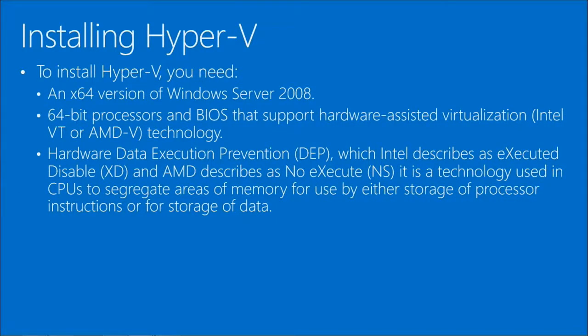So to install Hyper-V, you need a couple requirements. You need a 64-bit version of 2008, and a 64-bit processor and BIOS that support hardware-assisted virtualization. It talks about Intel VT or AMD-V technology. And then you need hardware data execution prevention, which Intel describes as execute disable, and AMD describes as no execute, used in CPUs to create sandboxes of memory for use by either the storage of processor instructions or for storage of data, again, to create virtual sandboxes so systems aren't stepping on each other.